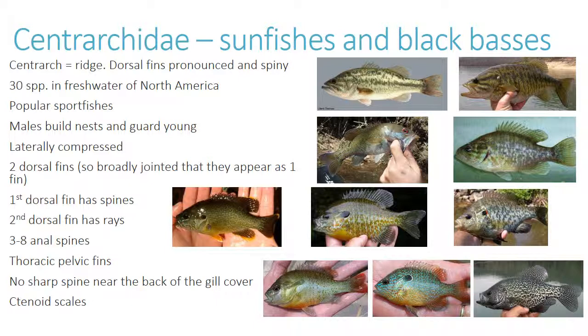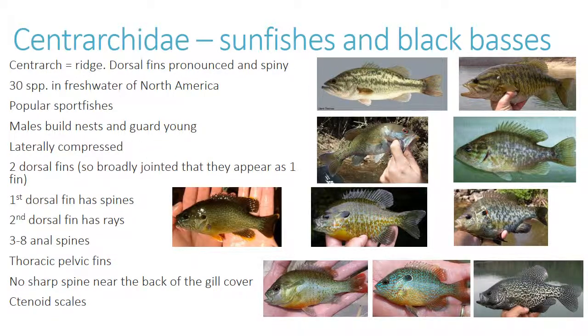Centrarchidae is the family of sunfishes and black basses. In Latin, centrarch means ridge. These guys have a really pronounced dorsal fin that's pretty spiky, and that's where the name ridge comes from. There are about 30 species of these in freshwater of North America. They are popular sport fishes, and something that sets them apart from other fish is that the males build nests and guard their young. Other characteristics you should have seen in lab.